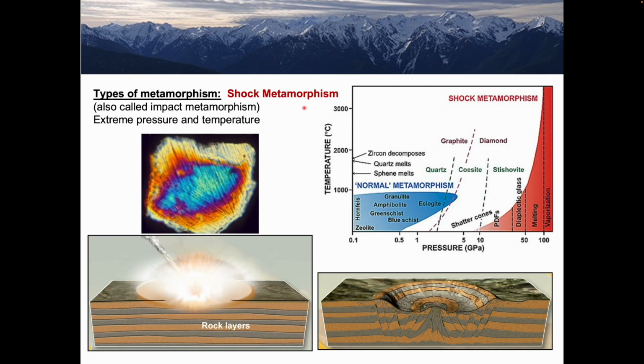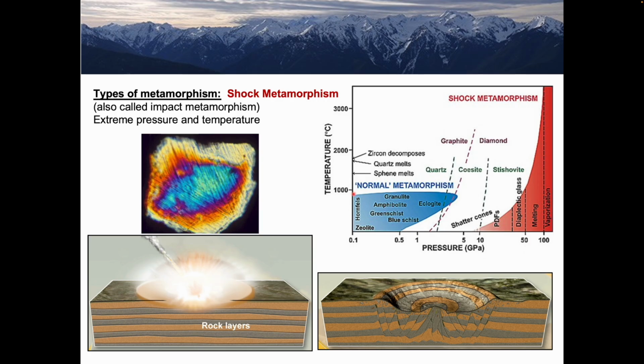Finally, we have shock metamorphism. This is very uncommon, but it is important. This is also called impact metamorphism, and it is an environment of extreme pressure and temperature that occurs in one environment only, and that is during meteorite impacts.